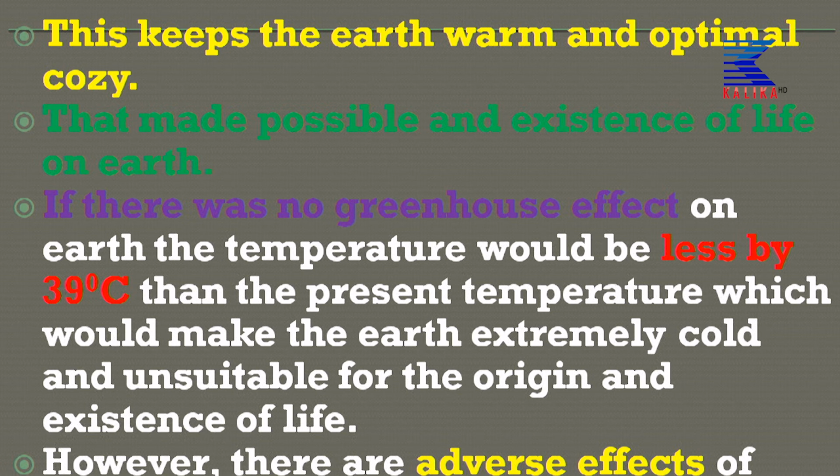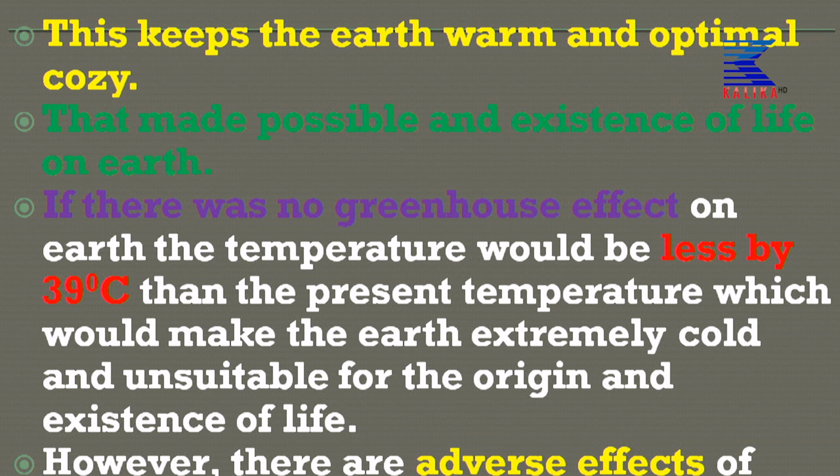If there was no greenhouse effect, the temperature of the earth would be less by 39 degrees Celsius. That's why the temperature of the earth would be minus, and the earth would be covered by snow or ice everywhere. However, if there is a very high degree of greenhouse effect, there will be adverse effects. That's called global warming. So, is greenhouse effect useful? Answer: yes, it is useful because it keeps the earth warm and it makes the origin and existence of life possible on the earth.